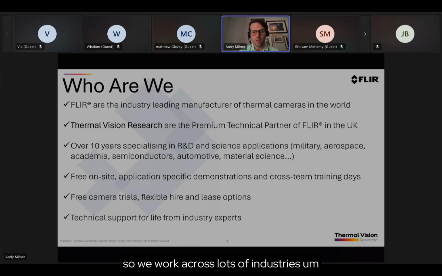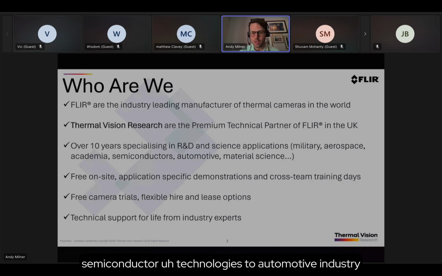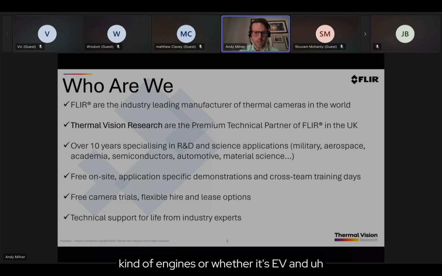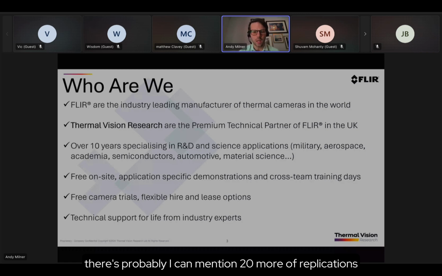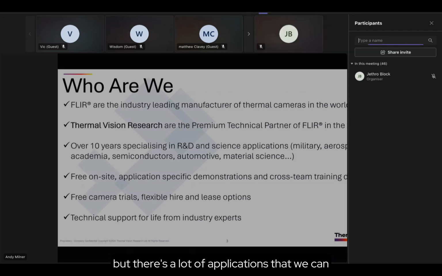So we work across lots of industries, including the military, aerospace, all kinds of research projects in academia, semiconductor technologies too, the automotive industry, whether that's engines or EV, and more recently the additive manufacturing side of things, NDT, material science. I could mention 20 more, but there's a lot of applications that we deal with.